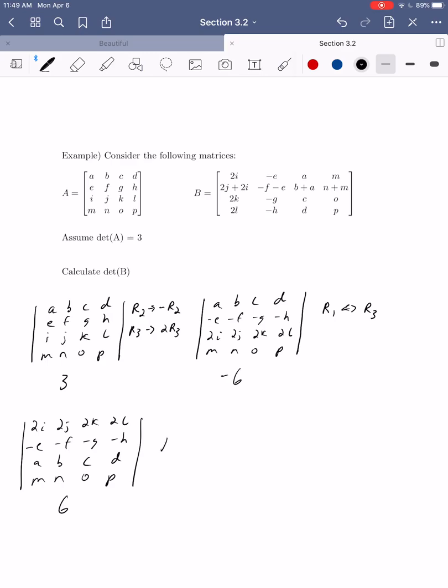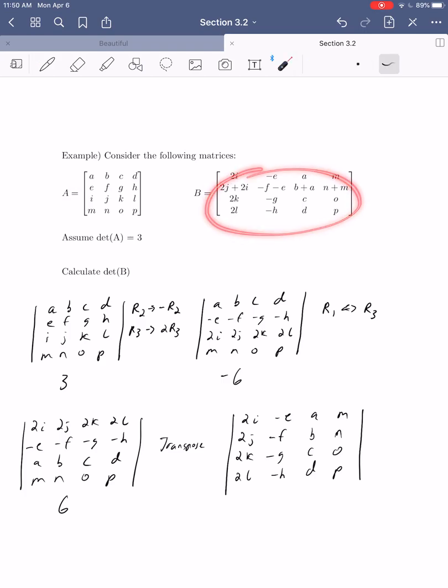All right, now we can go ahead and do the transpose. The transpose is not an elementary row operation, but we do know what it does to the determinant. It doesn't change the determinant at all. So if we do that, we get 2i, 2j, 2k, 2l, negative e, negative f, negative g, negative h, and then a, b, c, d, and then m, n, o, p. Okay, so that looks pretty good. We're almost to what we have here.